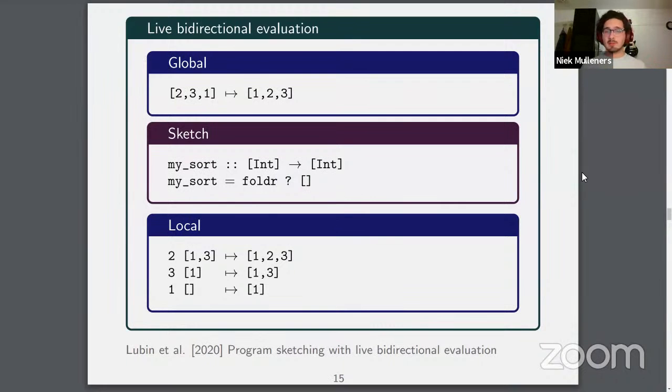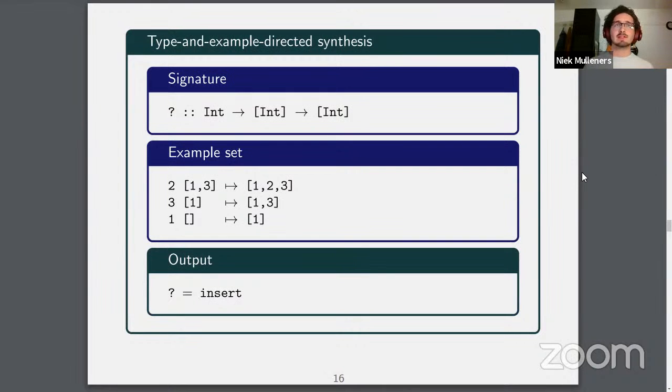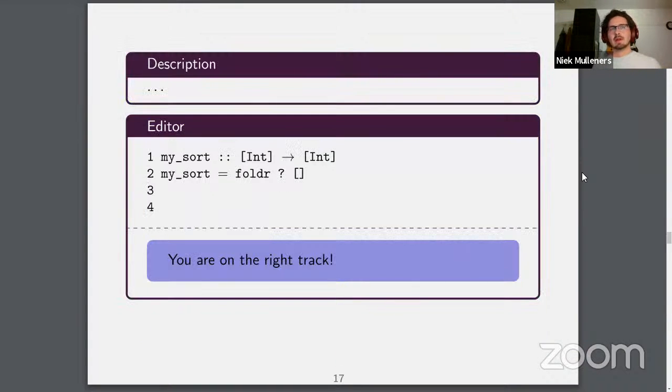So now we have these local input-output examples, we can use program synthesis. So we use type and example directed synthesis, and in our case, we have a signature of the hole, which is a function from int to list of int to list of int, and some example sets. And then we expect our output to return the insert function. And the insert function is in our scope because it is in our model solutions. So we expect that it's very easy for a synthesizer to find a solution for this problem. And therefore, we can easily say that a student working on this exercise is definitely on the right track.